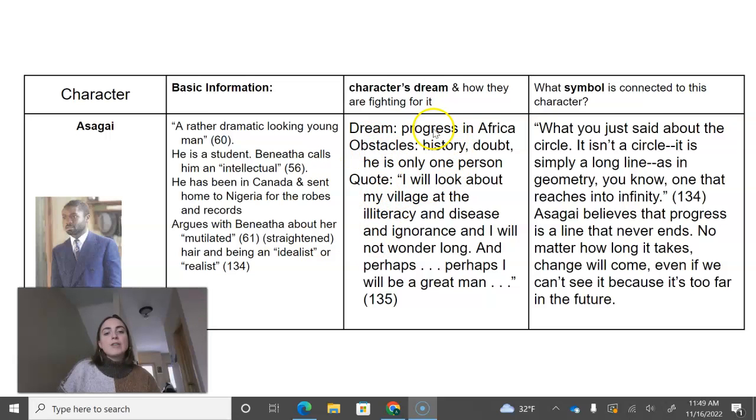His dream is progress in Africa, and some obstacles he has to overcome when he thinks about progress in Africa is the history, specifically of colonization, doubt that he's only one person and maybe he can't make some changes. And then you'll find a quote about the character's dream. So here's a quote from page 135 about how Asagai wants to fight the lack of literacy and disease that are in his village. And then a symbol chosen for Asagai is that long straight line pointing into infinity. That relates to Asagai's belief that progress never ends for humanity, and that we can make changes and see a better future.